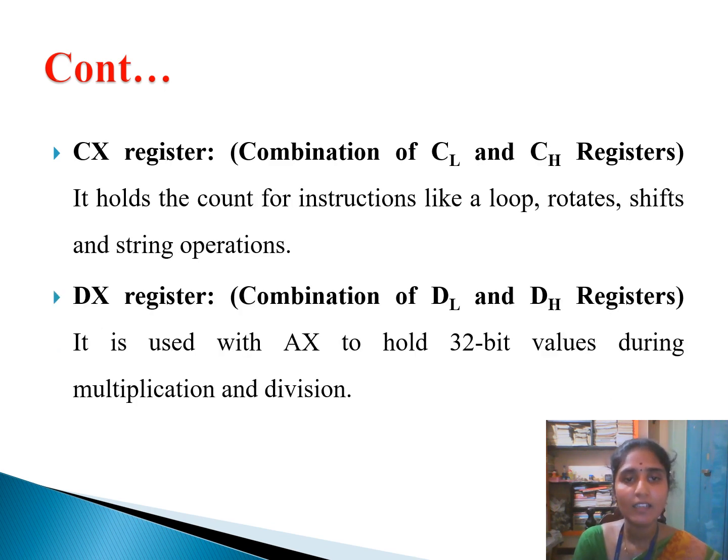Next, CX register is a combination of CL and CH register. It holds the count for instructions like loop, rotate, shift and string operation. DX register is a combination of DL and DH register. It is used with AX register to hold 32-bit values during multiplication and division.